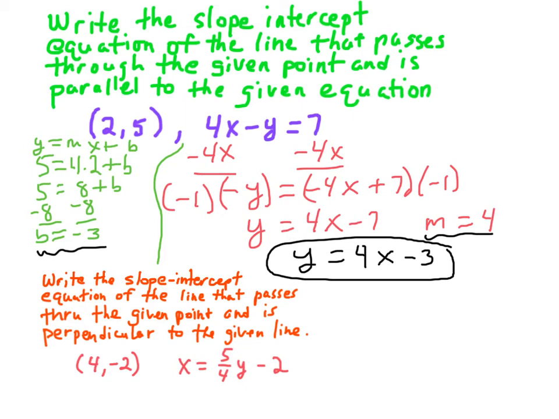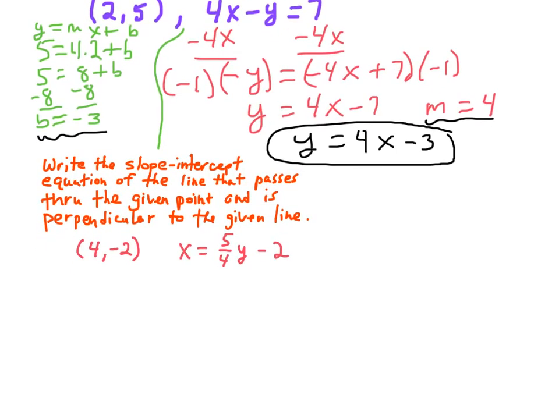Now looking down below here, I have a similar problem, but now I'm going to be dealing with a perpendicular line. Remember, perpendicular lines have slopes that are opposite reciprocals. I want it to pass through this point, and I want it to have an opposite reciprocal slope to this line. Well, I've got to do some work on this equation. Got to get y by itself, so I can do that by just getting y on the right side just as easily. And I'll have 5/4 y equals x plus 2.